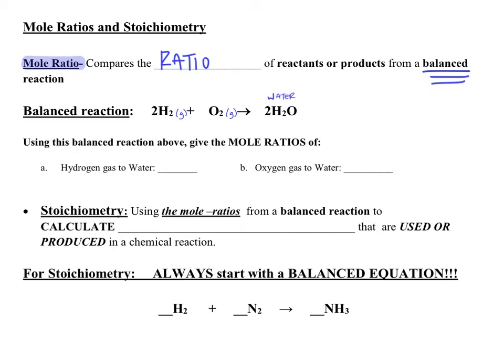Okay, so the question says hydrogen gas to water, so I want to know the mole ratio. So you just look at the coefficients. So find hydrogen gas, find H2O. So hydrogen gas, here it is, it's got a coefficient of 2. And water has a coefficient of 2. So this is 2 to 2, and I can always reduce ratios, and in this case it's going to be 1 to 1. So that was telling me for every 1 mole or 1 molecule of hydrogen, I've got 1 molecule or 1 mole of water.